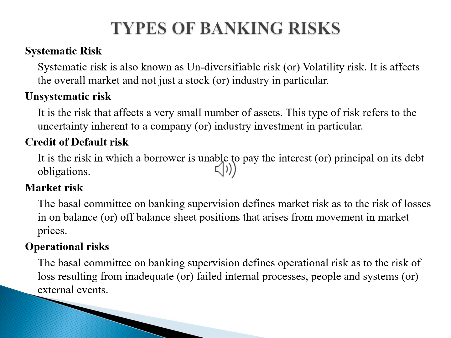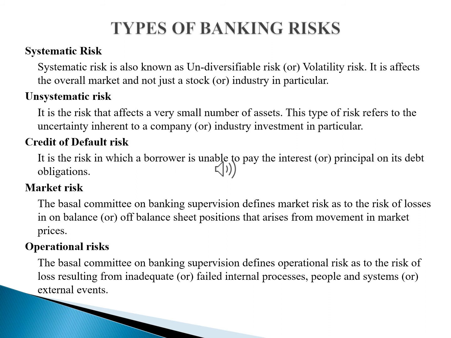Unsystematic risk. It is the risk that affects a very small number of assets. This type of risk refers to the uncertainty inherent to a company, otherwise an industry investment in particular. Credit default risk. It is the risk in which a borrower is unable to pay the interest, otherwise principal, on its debt obligations.